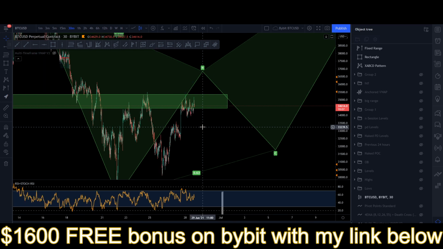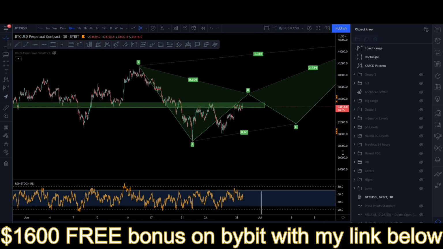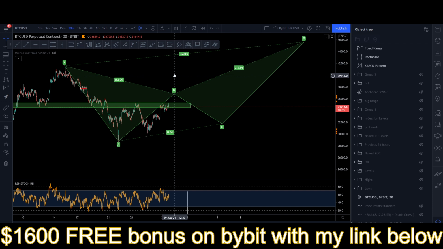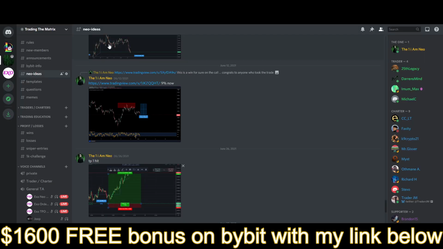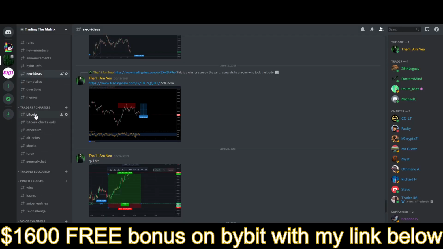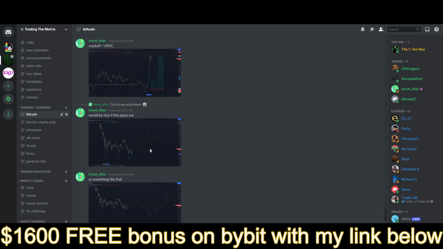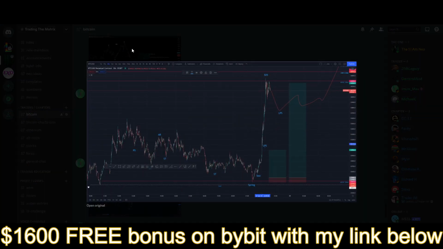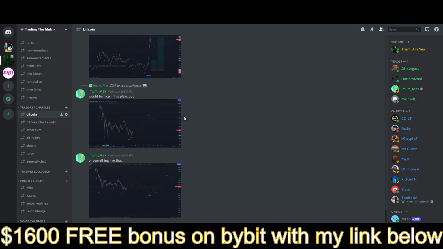So yeah, these are the ideas that we're currently going over, that we're currently thinking about in the group. Again, as you guys can see, we do have this traders and charters section right here, where people are posting up some of their charts. Look at this. This is absolutely insane. Max is out here killing the game.